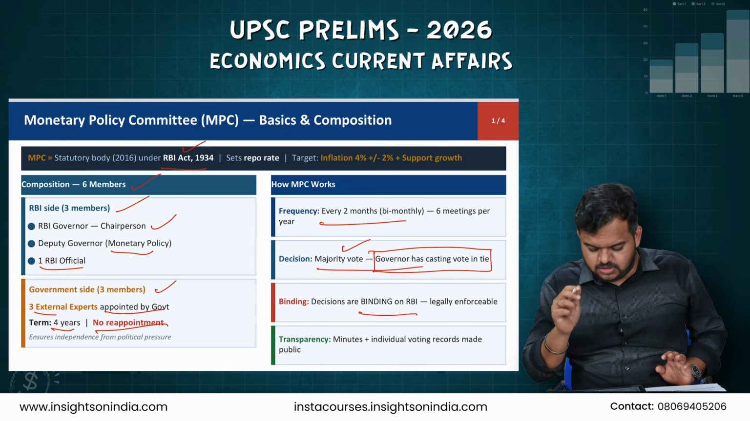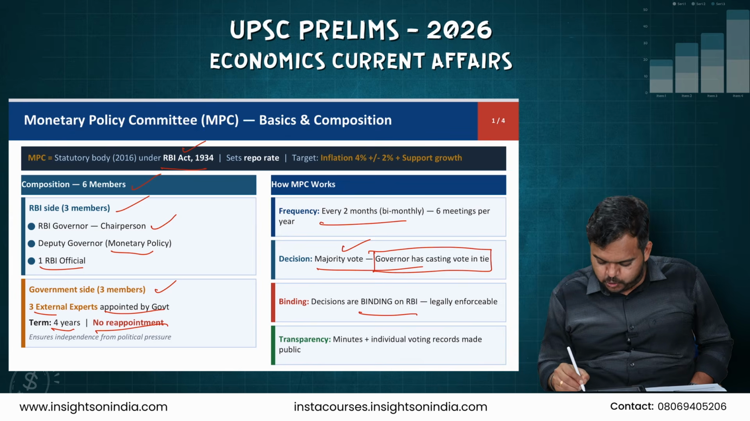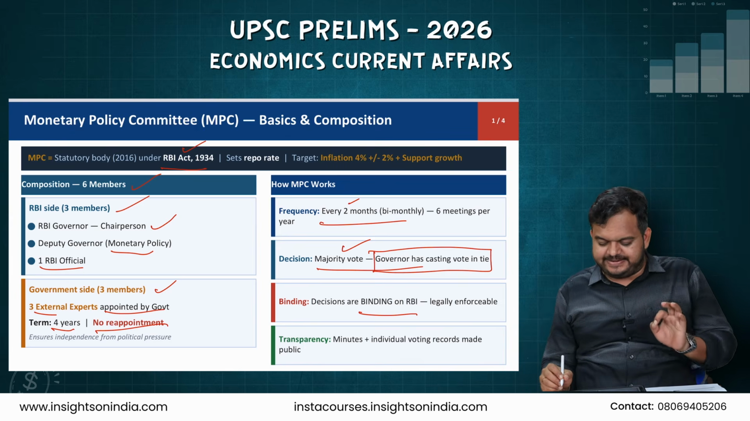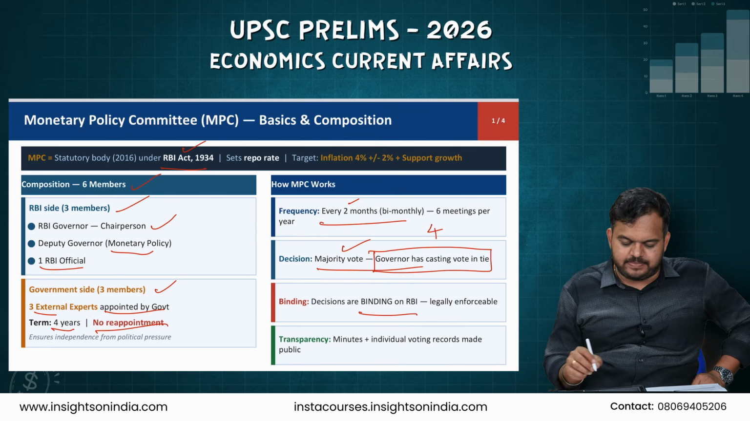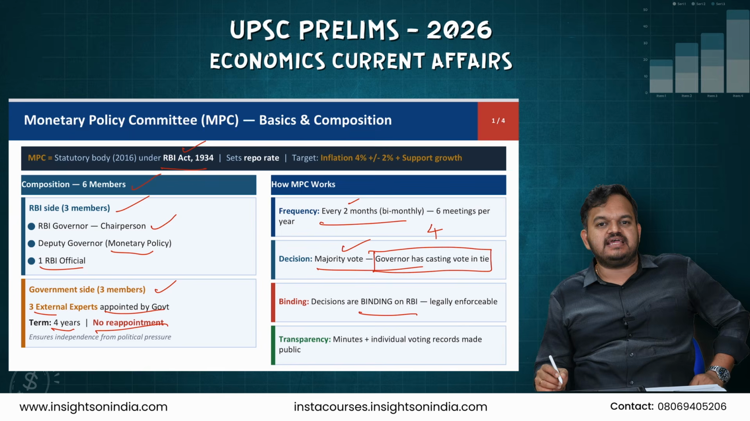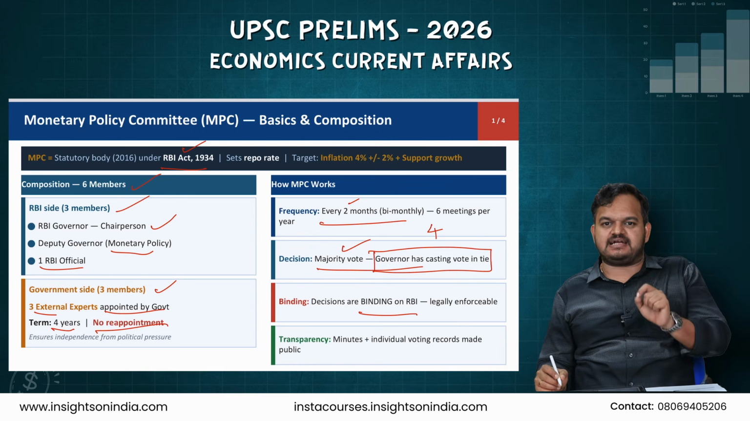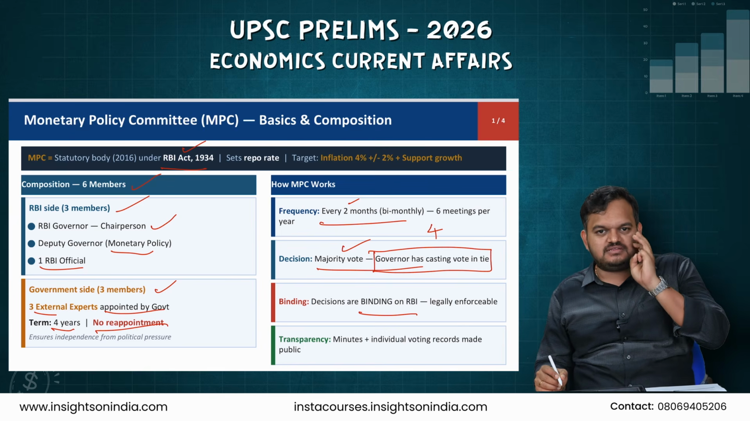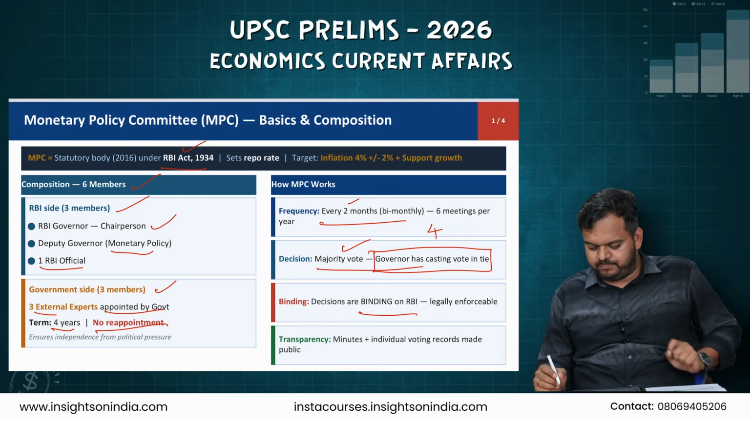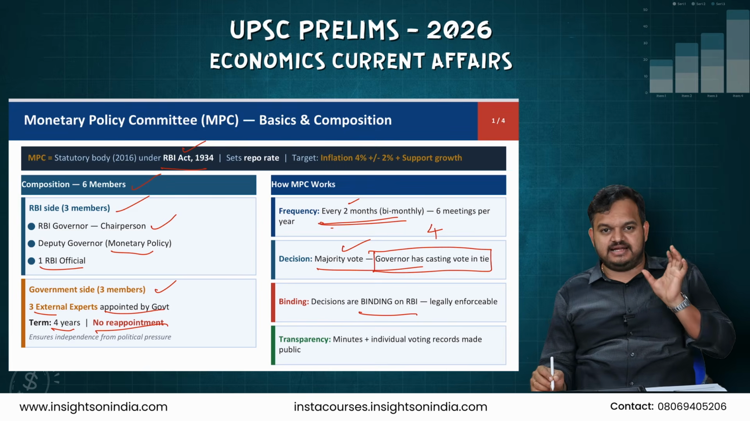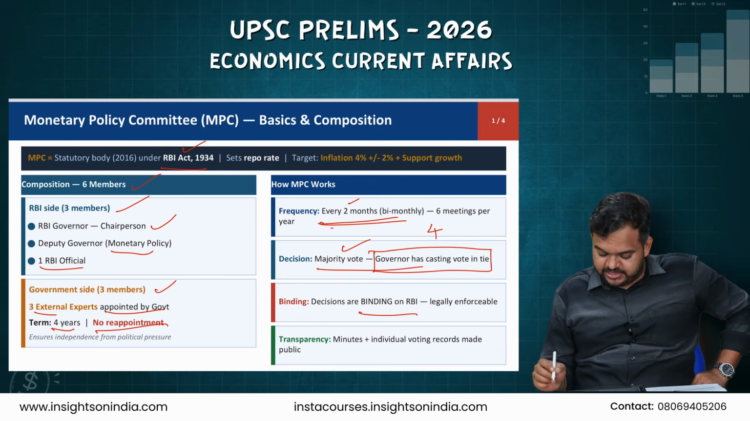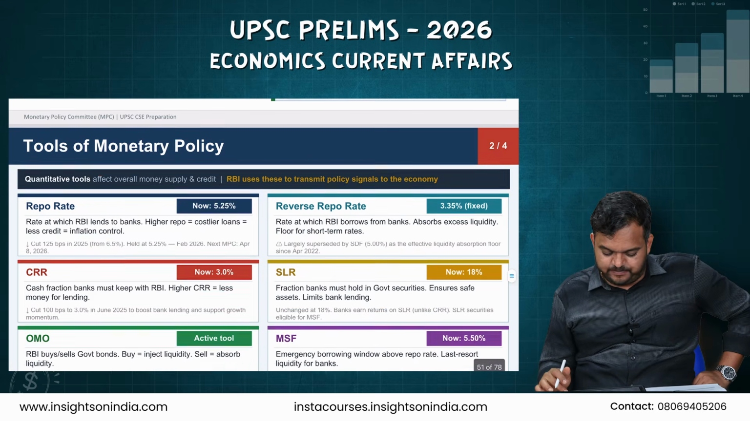Right. So though the Monetary Policy Committee meets every 2 months, it is mandated to meet at least 4 times a year. That means, as per the RBI Act of 1934, MPC is mandated to meet at least 4 times a year. That means what? 3 months once. But MPC is meeting every 2 months. It is meeting six times a year. Right. That's about basics of MPC.